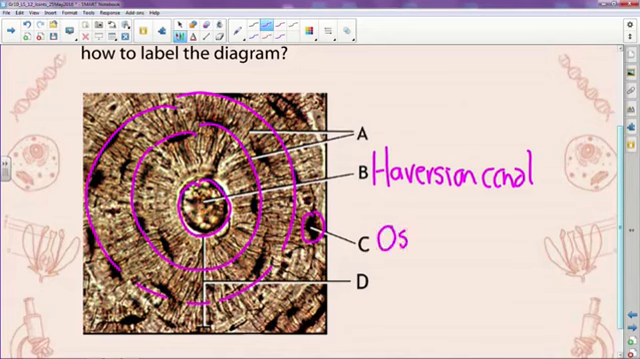An osteocyte or an osteoblast. You might have used either one of those. Okay, and it's within a lacunae. A lacunae, if you can remember, was a little hollow.